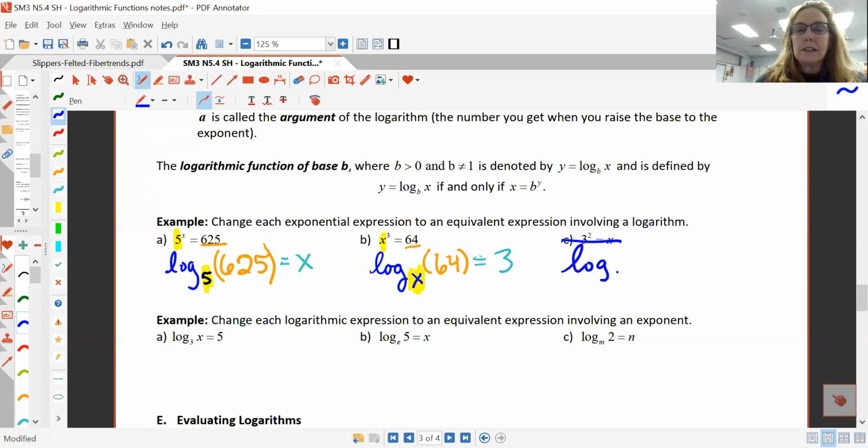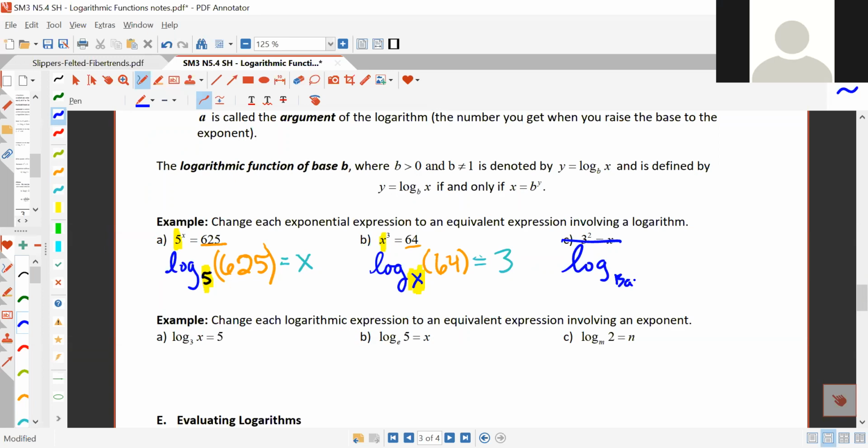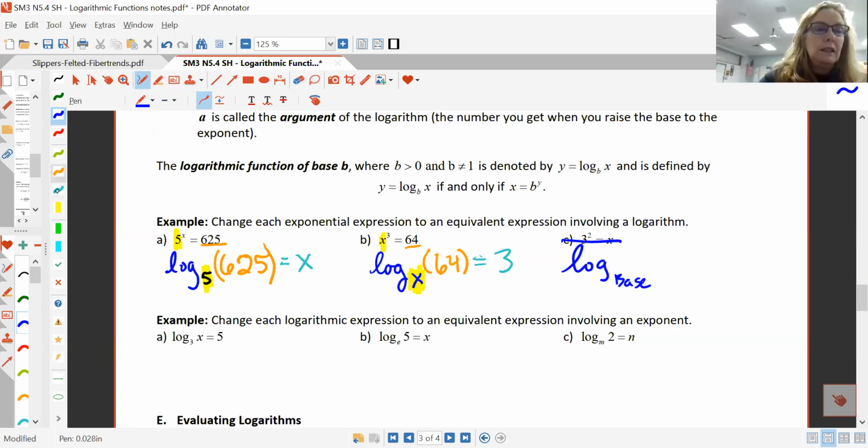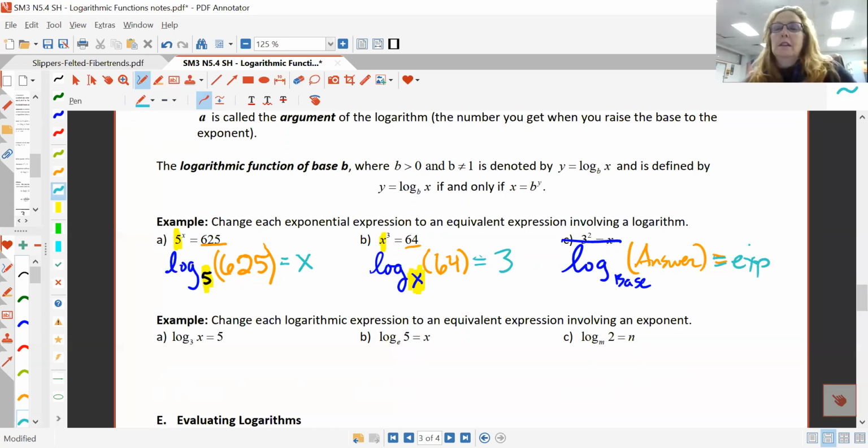So log, base, answer, equals your exponent. That's kind of how they switch, okay? So base is base, but logarithms give you the exponent value as the answer, okay? So that's changing from exponent to logarithm form. If you change it back, of course, we can change it back.